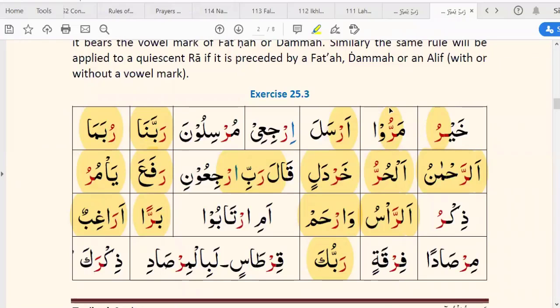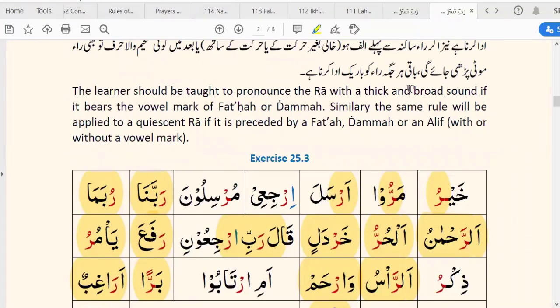All right, so this is a new rule that I've just taught you, which is the thickness of Ra rule. Whenever you have letter Ra and there is a fatha or a dhamma present before it, we keep the sound for the letter Ra thick and heavy.